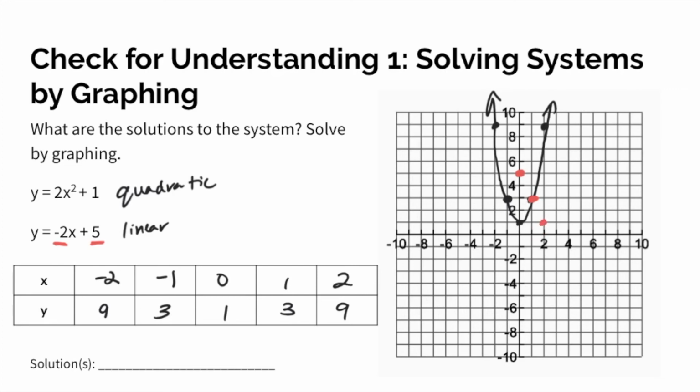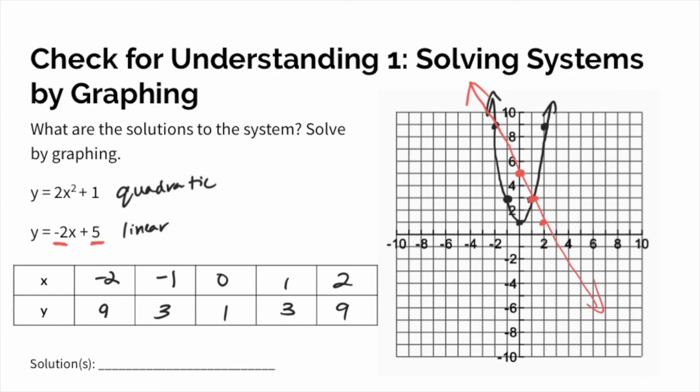And now all I want to do is just draw my line as long as possible. I want to make sure that I'm drawing a straight line as long as possible. There we go.